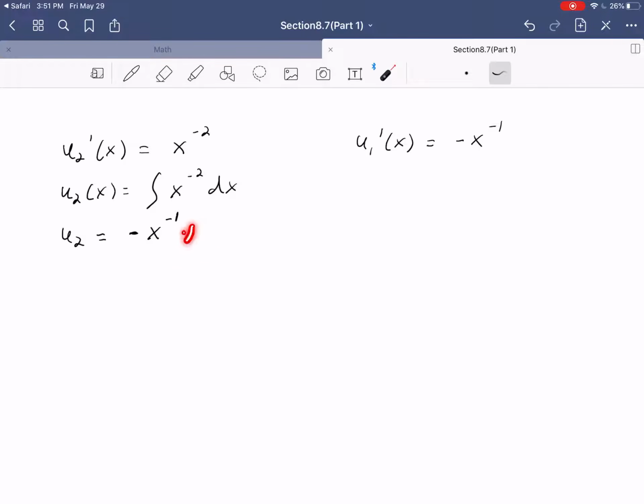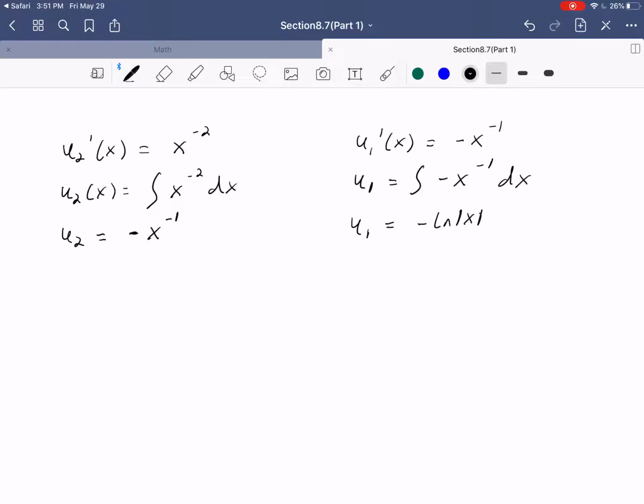Now, normally we'd stick on a plus c, but remember, we're just trying to find a single particular solution, so it's safe to drop the plus c here and just choose it with c equal to 0. So whenever you're doing the integration step here, you can just choose c to be equal to 0 and just take the first one that you get. Here, we'd get u1 is going to be the integral of negative x to the negative 1 dx, and that looks like u1 is going to be negative ln absolute value x.